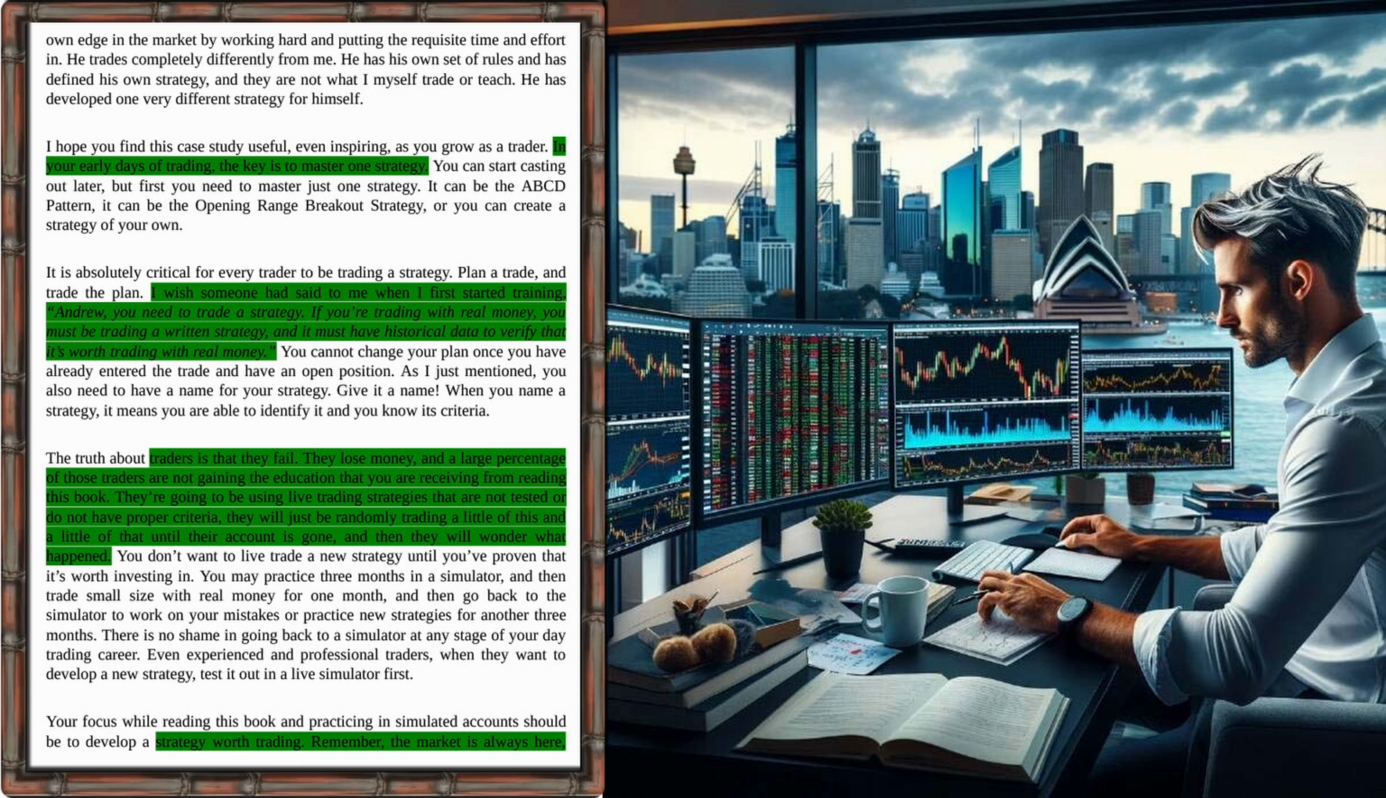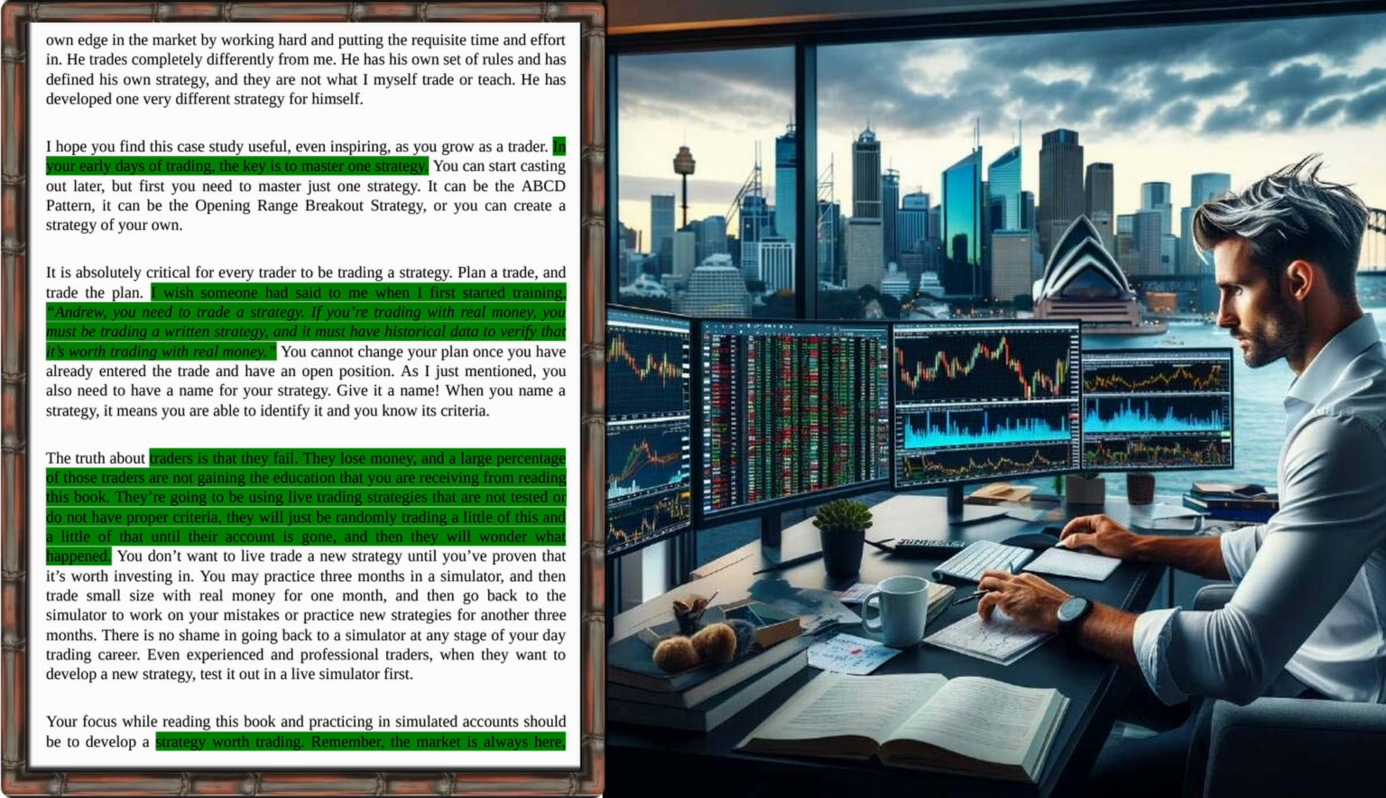The truth about traders is that they fail. They lose money. And a large percentage of those traders are not gaining the education that you are receiving from reading this book. They're going to be using live trading strategies that are not tested or do not have proper criteria. They will just be randomly trading a little of this and a little of that until their account is gone, and then they will wonder what happened.